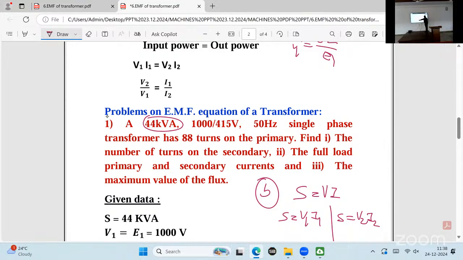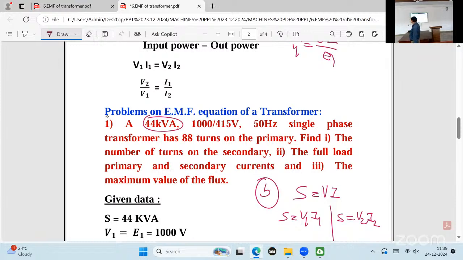Next, phi m. Find out C bit, phi m. What is the formula? E1 is equal to 4.44 F into N1 into phi m. You know E1, you know F, you know N1. Find out phi m. C bit.